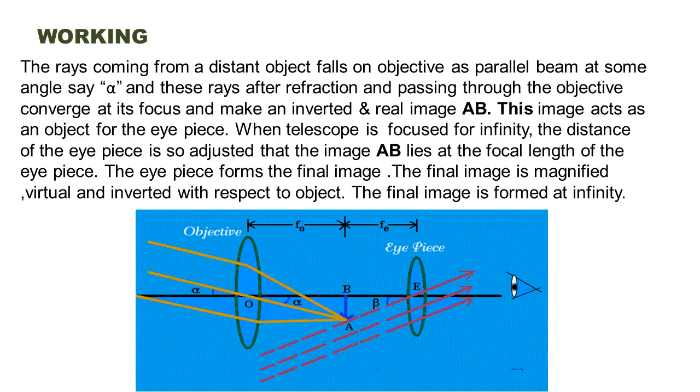When telescope is focused for infinity, the distance of the eyepiece is so adjusted that the image AB lies at the focal length of the eyepiece. The eyepiece forms the final image. The final image is magnified, virtual and inverted with respect to object. The final image is formed at infinity.